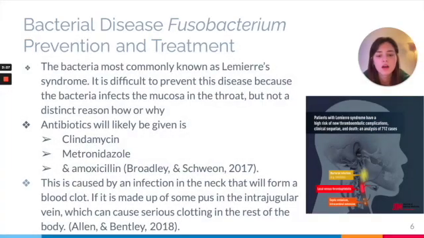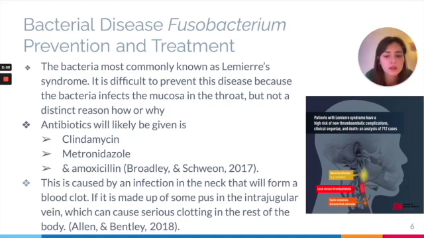So, prevention and treatment. The disease is most commonly known as Lemierre's syndrome. It is difficult to prevent this disease because the bacteria infects the mucosa of the throat, but there's no distinct reason how or why. There is speculation that it probably is from trauma or surgery of the body of some sort for it to get infected, since it's not exposed to oxygen.